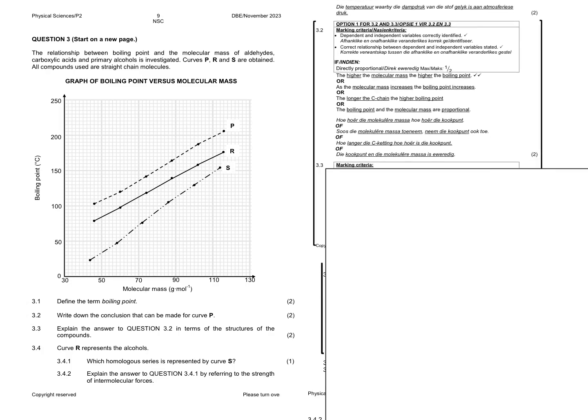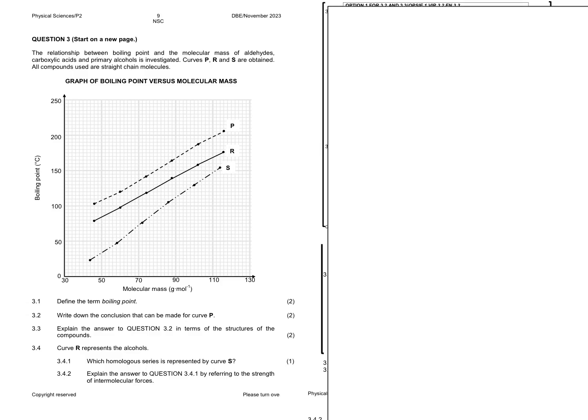Then, for 3.2, they're doing a bit of an experiment, which is annoying, I suppose. They want the conclusion that can be made for curve P. Now, I haven't even read the question yet because I'm not very good. But anyway, the question says, the relationship between boiling point and molecular mass of aldehydes, carboxylic acids, and primary alcohols is investigated.